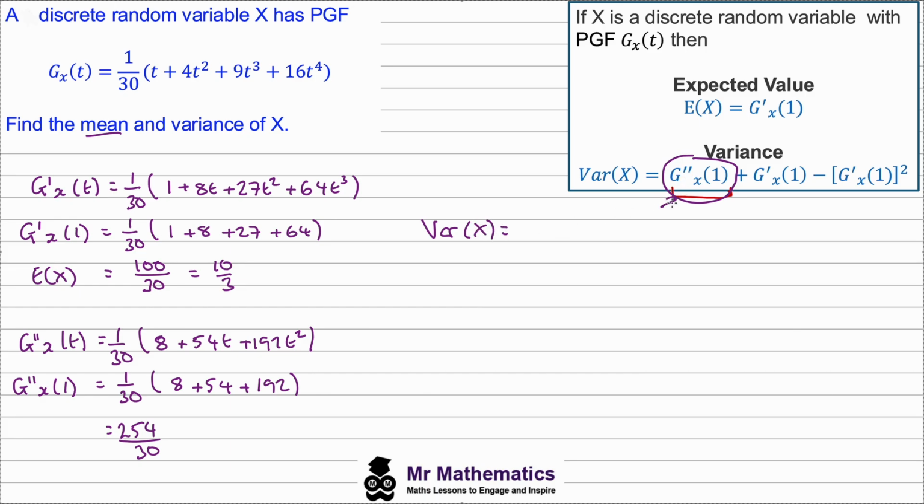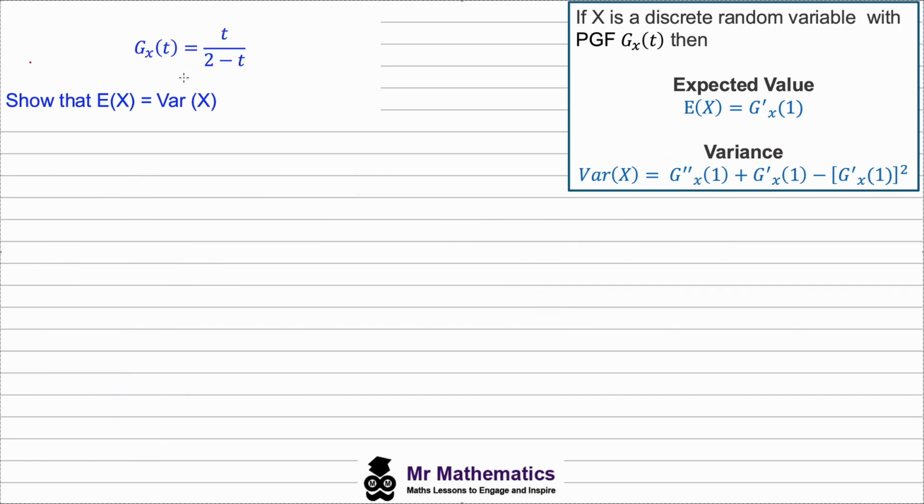So our variance, we've got in this term 254 over 30 plus the mean 10 over 3 minus the mean squared, so minus 100 over 9. And this gives us a variance of 31 over 45. Okay? So I hope that's given you an idea on how we work out the mean and the variance. Let's try an exam style question.